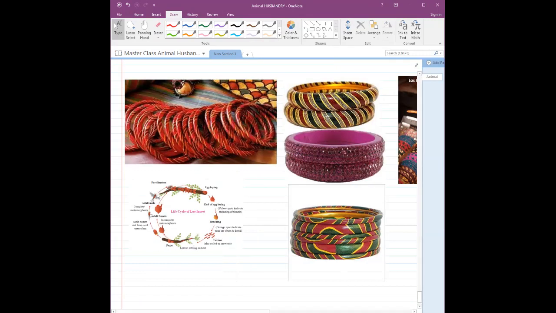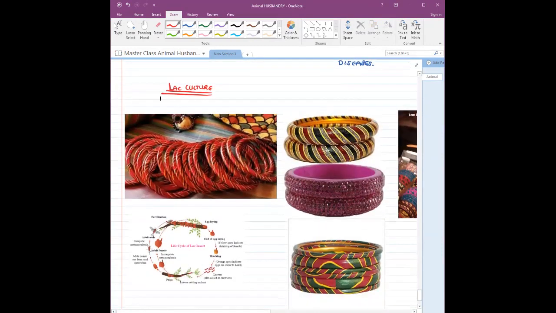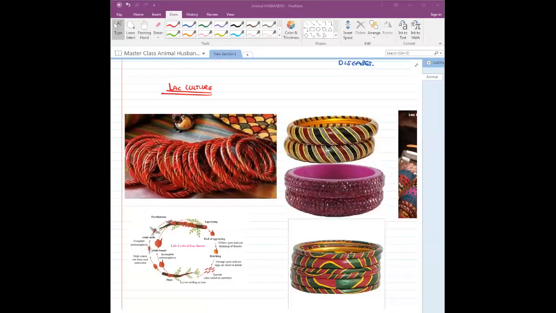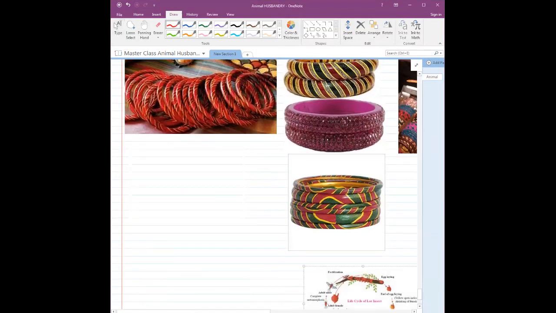Okay, sure. So guys, what is this lac culture? What do we really need to know? Who is the one who's going to be involved in this? Let's try to figure this out, guys. The first thing we need to know is, when we talk about this lac culture, which organism is it going to be? So guys, we are going to make use of the organism whose name is Tachardia lacca.